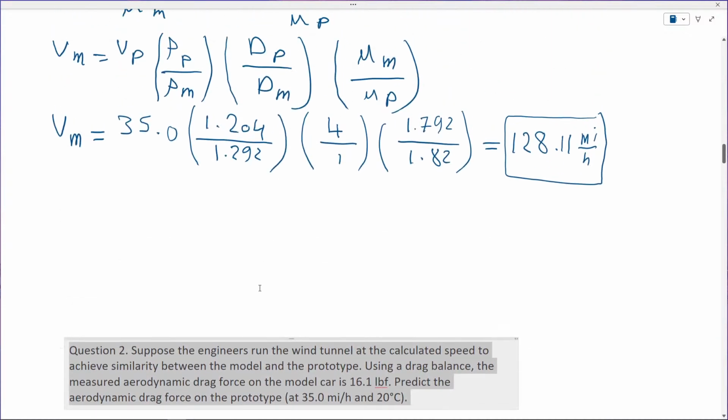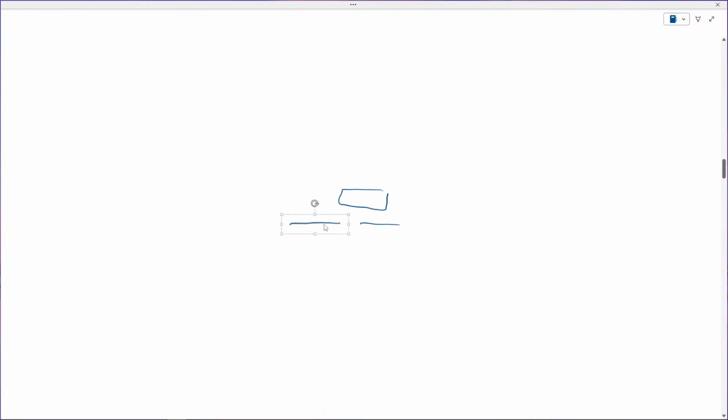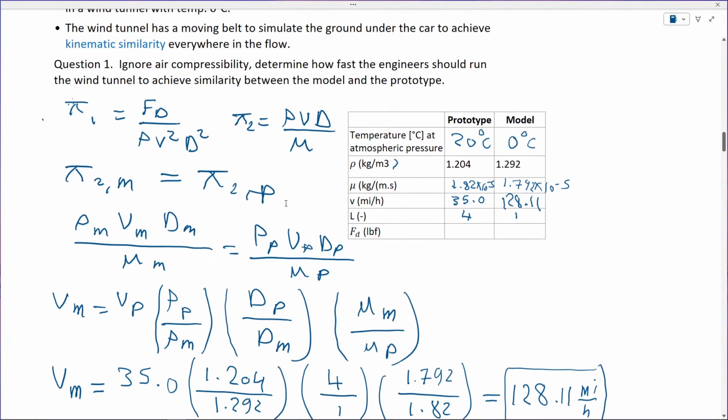Let's move it a little bit up. Delete this guy here and delete this guy here. Okay, move this a little bit up.